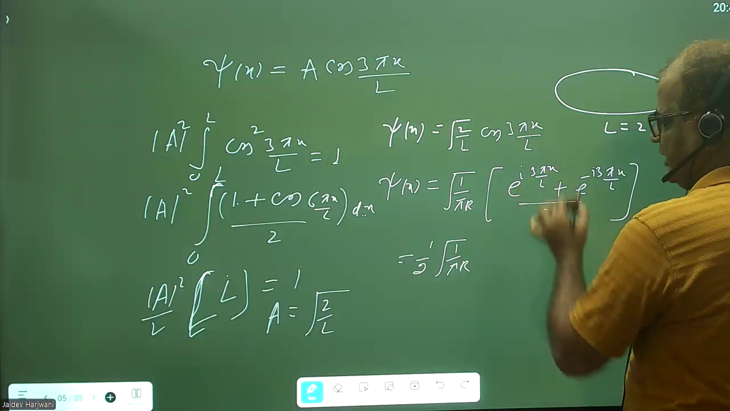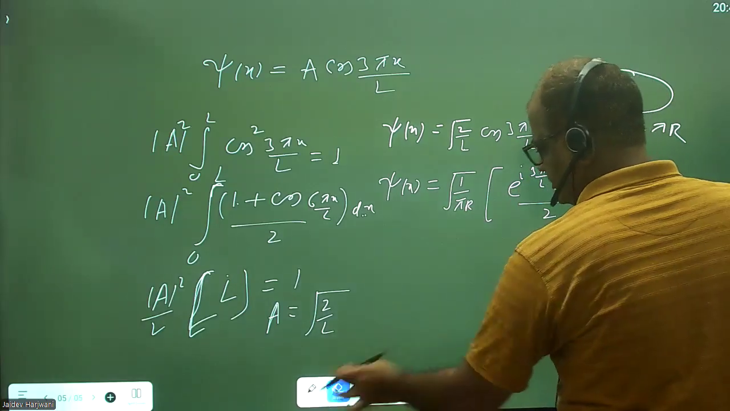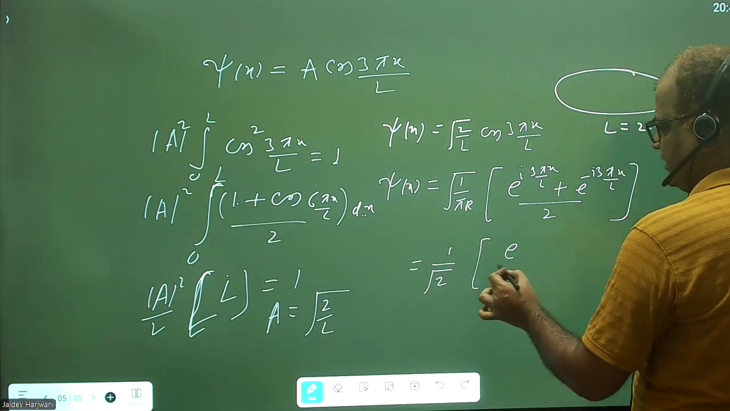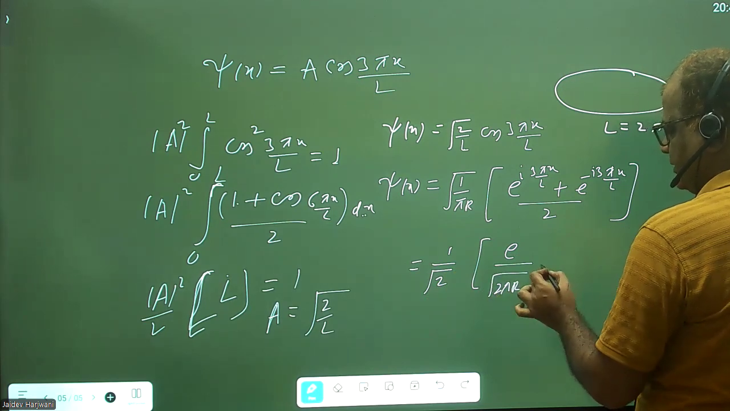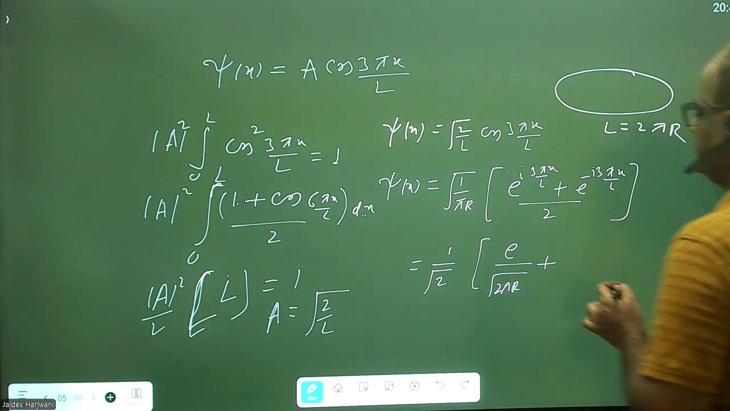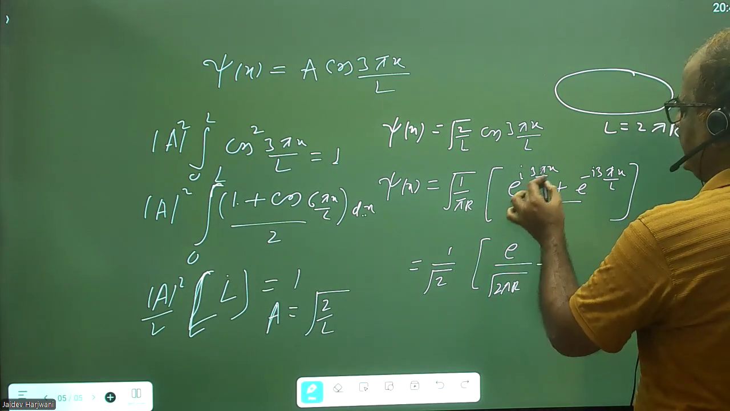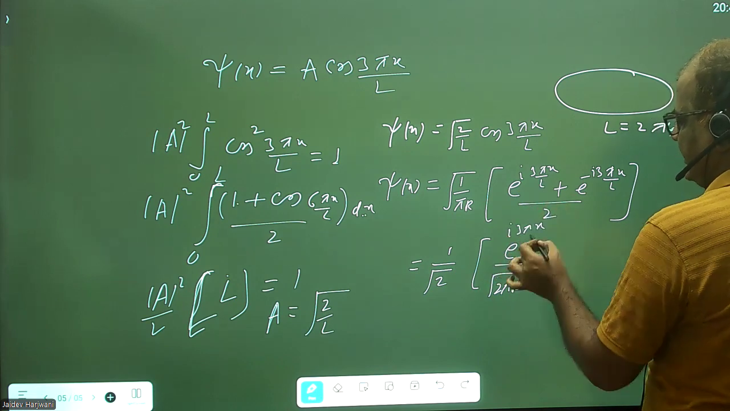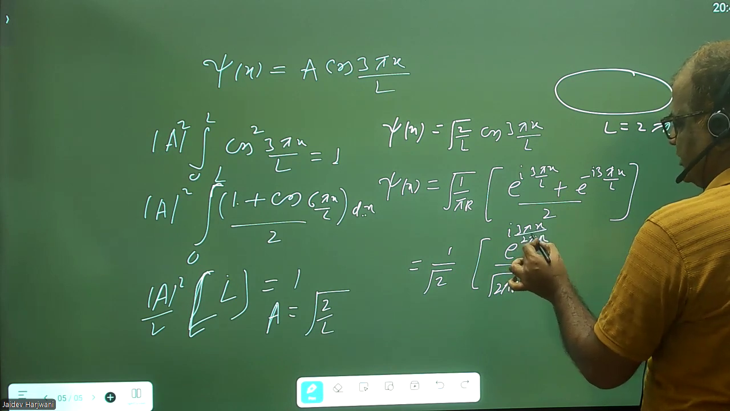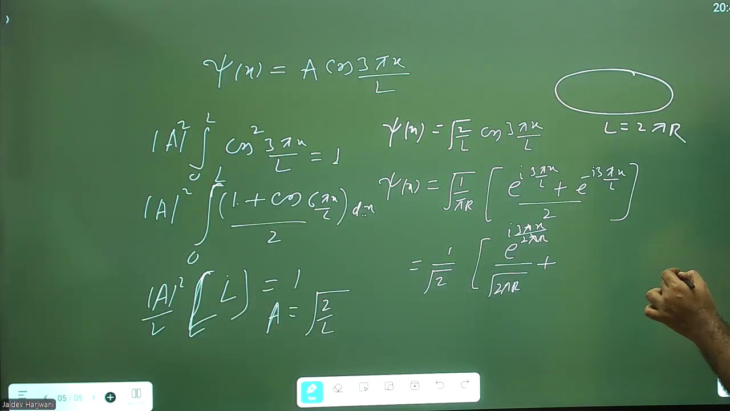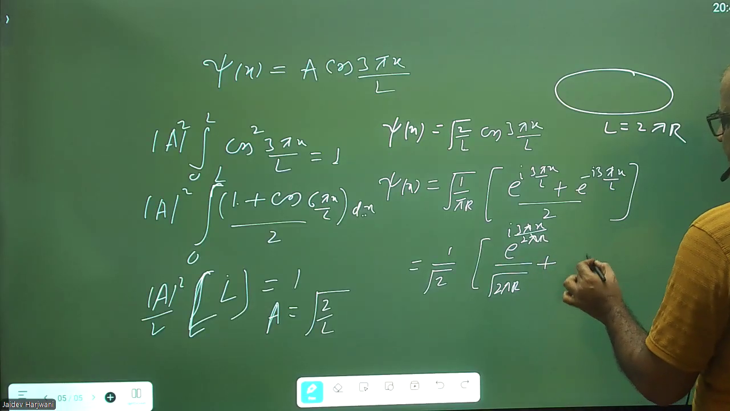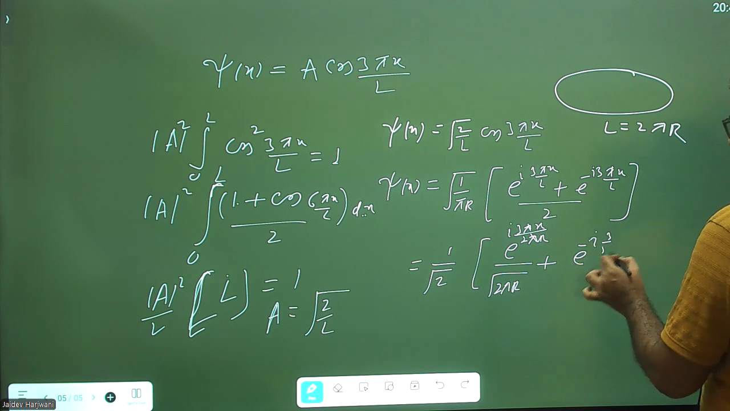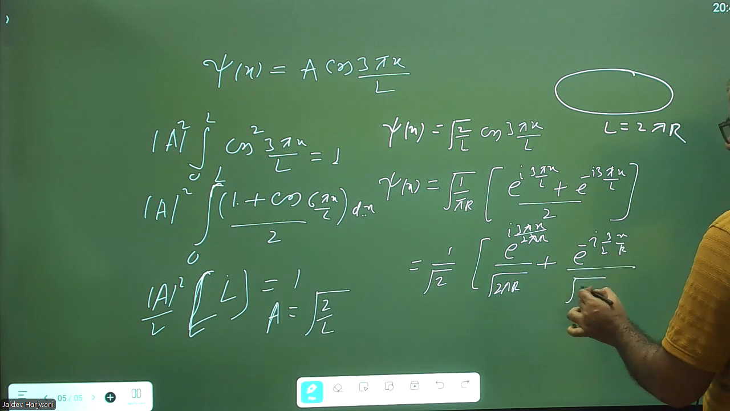Now this I can also bring in terms of n. Because we know our function, I'm writing here 1 upon root 2, and I'm writing this as e^(root 2 πr), and this is 3πx/L. If L equals 2πr, the π cancels, so this becomes 3/2 x/r. Similarly, this term becomes minus iota 3/2 x upon r, with 1 upon root 2πr.